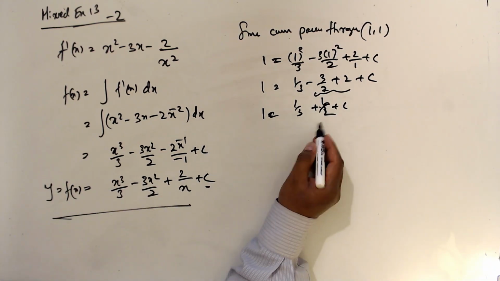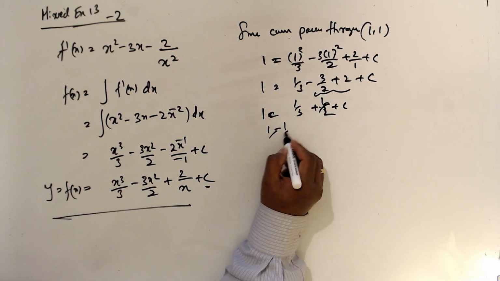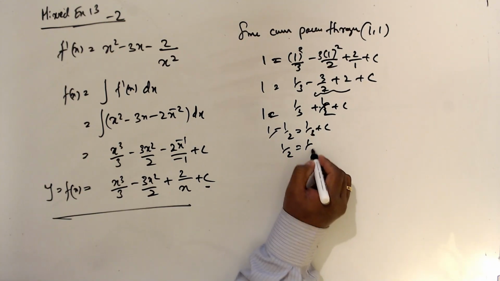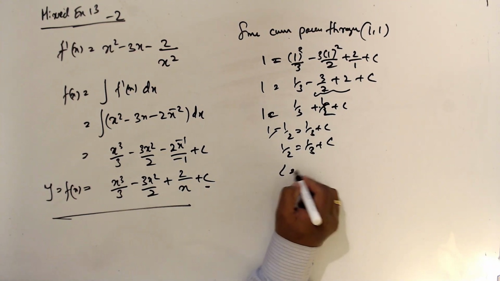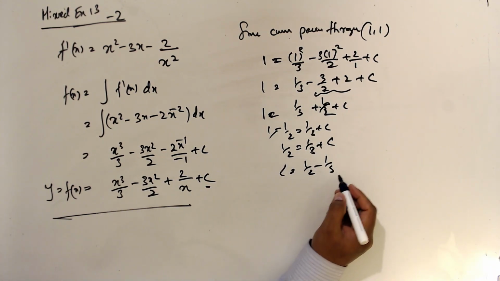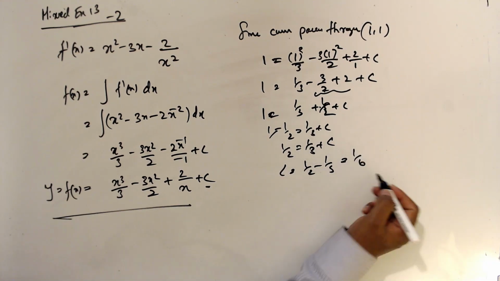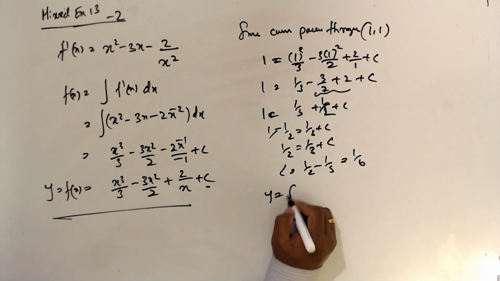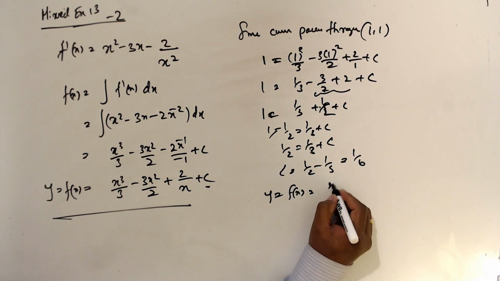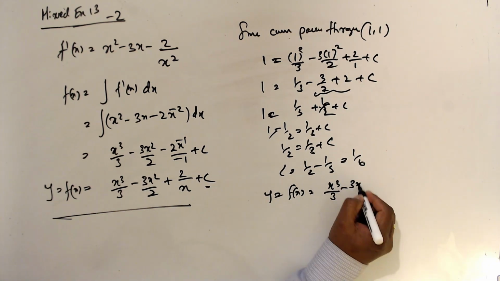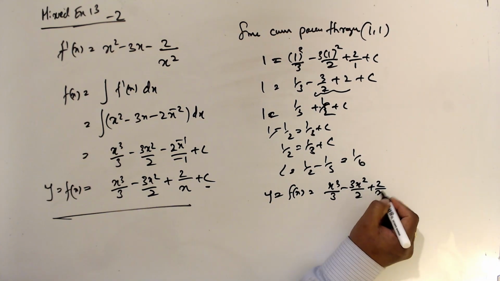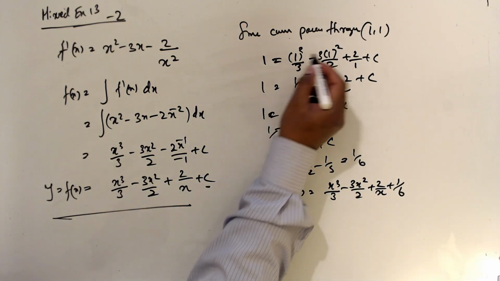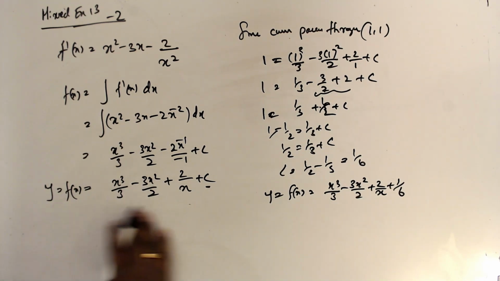So when it comes to here, 1 minus half equal 1/3 plus c. So this is half equal 1/3 plus c. So c equal half minus 1/3. It means 1 over 6. Now the curve is y or f(x) equal x cubed over 3 minus 3x square over 2 plus 2x plus 1 over 6.